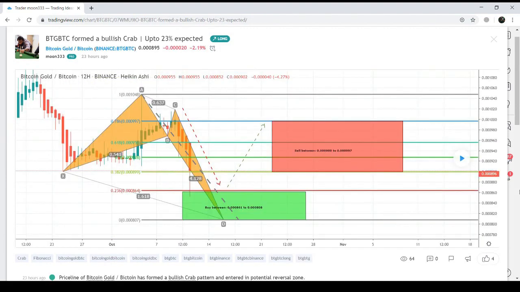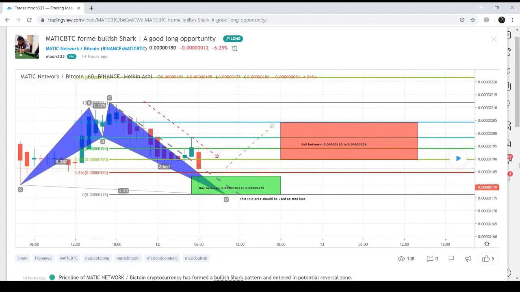Now let's come to today's altcoins, and our first altcoin for today is BTG BTC, the Bitcoin Gold with Bitcoin pair. And on this trade, the price action has completed the formation of bullish crab pattern and entered in this potential reversal zone. I have set my sell targets using Fibonacci sequence of AD Fibonacci projection from 0.382 to 0.886 Fibonacci. The time period for this trade can be a bit longer than 24 to 48 hours because the time period of this chart is 12 hours.